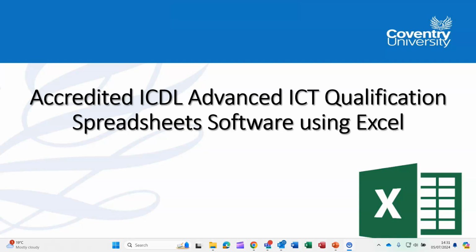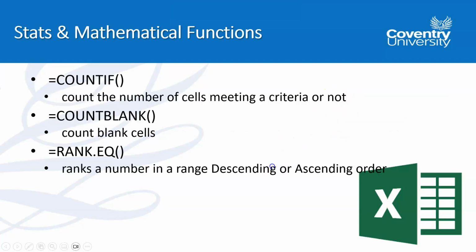And this qualification, the syllabus on it, is demonstrated using Excel 2016, but you can still use Office 365 because it's very much the same. So we're looking at COUNTIF, COUNTBLANK, and RANK.EQ, not RANK as it is normally, because we're in a different version. It changed to a .EQ once the version changed in Microsoft. So that's the reason for it.